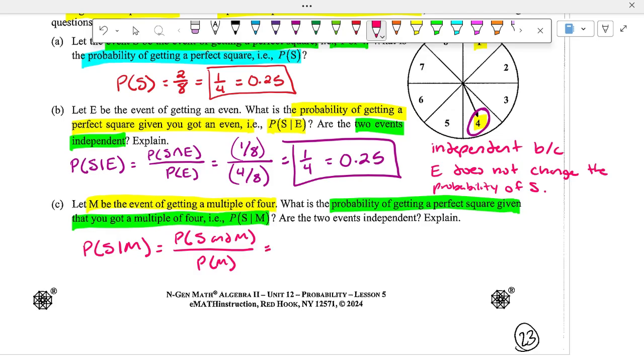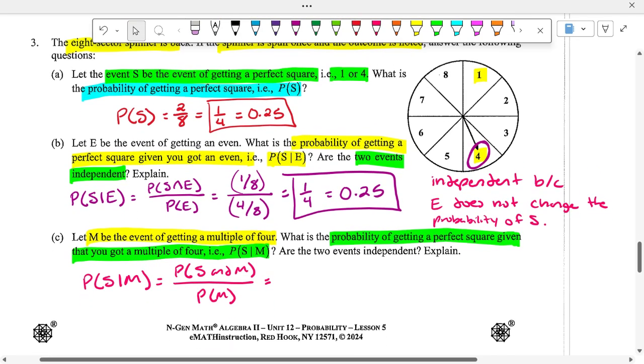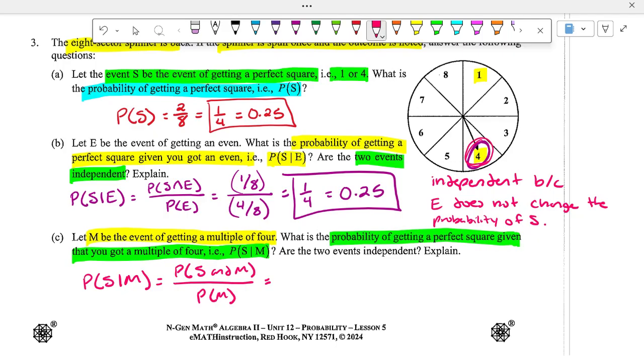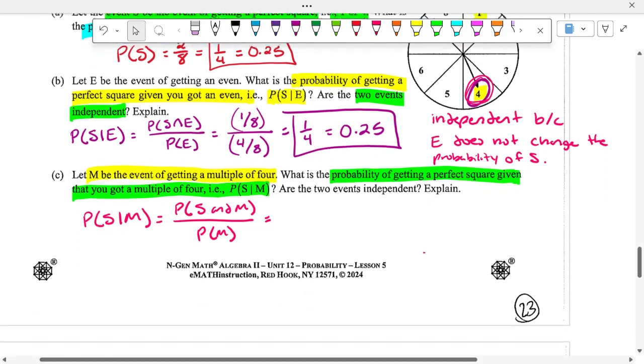So, how many outcomes on here are both a perfect square and a multiple of 4? Meaning that it's divisible by 4. 1. It's just the 4. 4 is divisible by 4. It's also a multiple of 4.